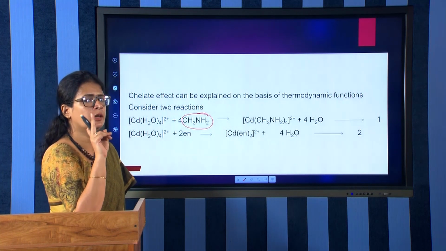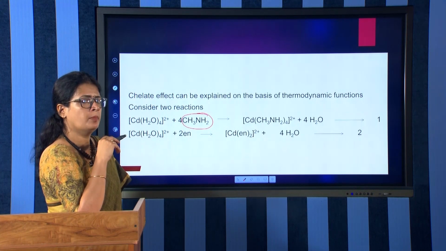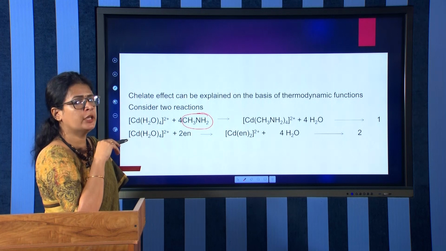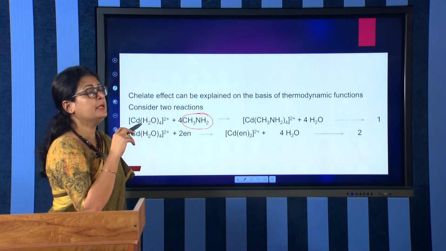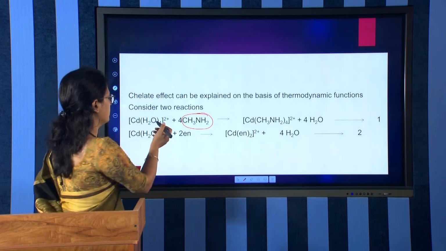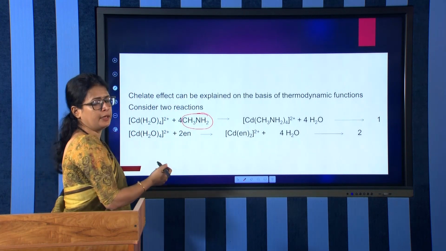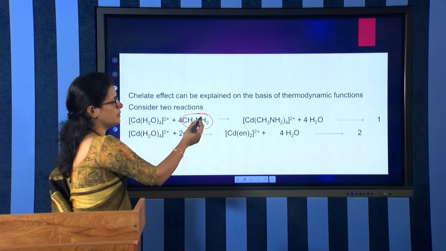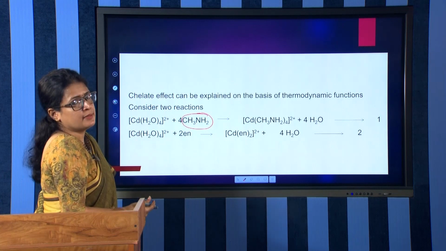It is a single donor atom. So, the cadmium aqua complex is reacting with 4 molecules of methylamine to form the cadmium methylamine complex. The water molecules are replaced by this methylamine ligand, and the reaction is like this: Cd(NH3)2 4 times 2 plus 4 H2O. That is the first reaction.